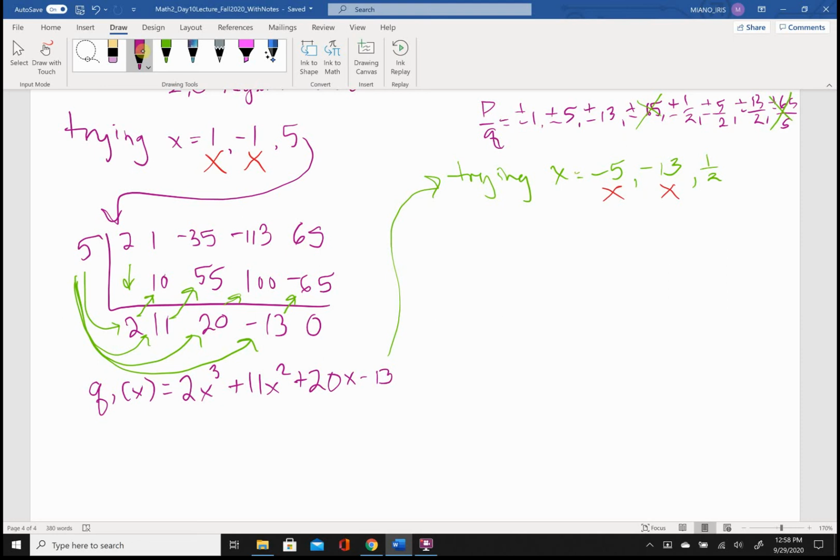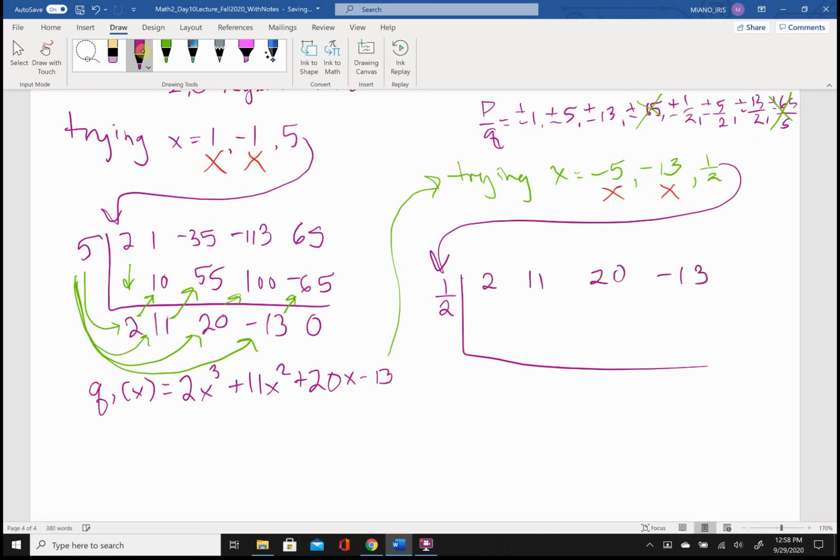So 1/2 though, I can tell you worked. And let me just show you what the work looks like for that. So if 1/2 is the 0, and remember, use the depressed equation coefficients, which are now 2, 11, 20, and -13. We're going to shove that one down for 2, multiply it through, and get 1 right here, and then add those to get 12.